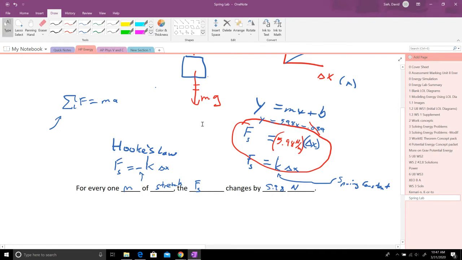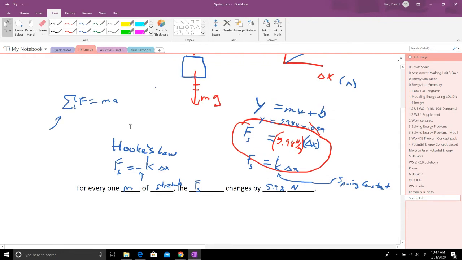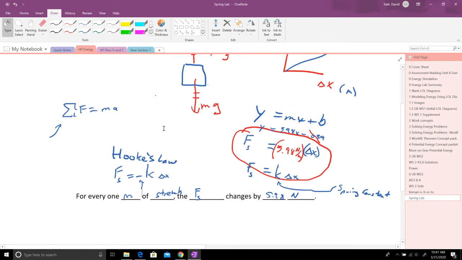Personally, I usually write it with a negative there to remind myself that the force of the spring is opposite the direction of delta x. I just have to be careful when I plug into sigma F equals ma to not do that negative twice. Okay, that's Hooke's law, derived from the spring lab.